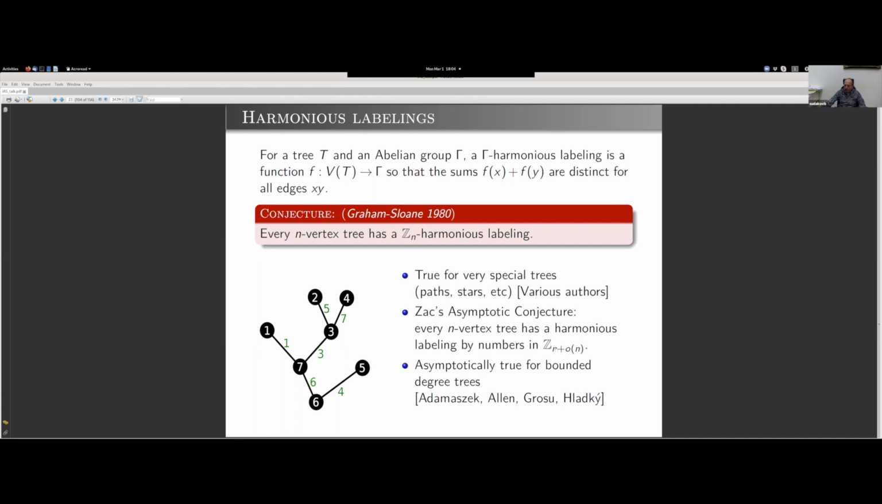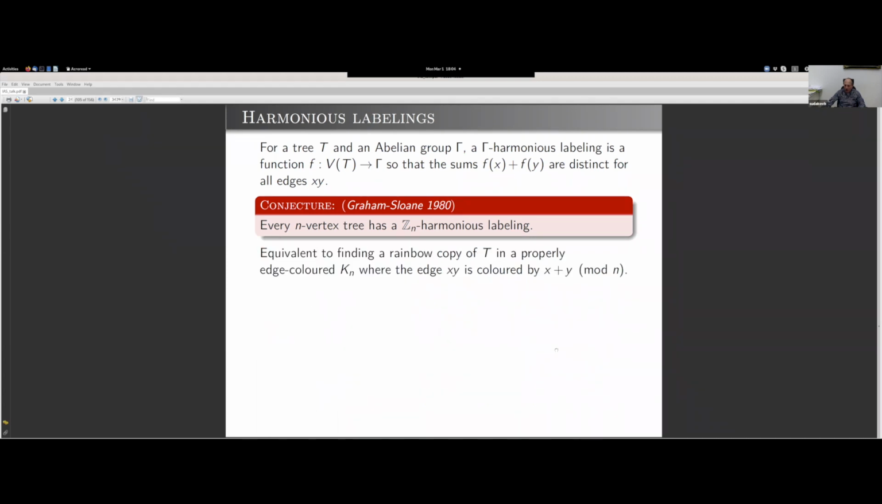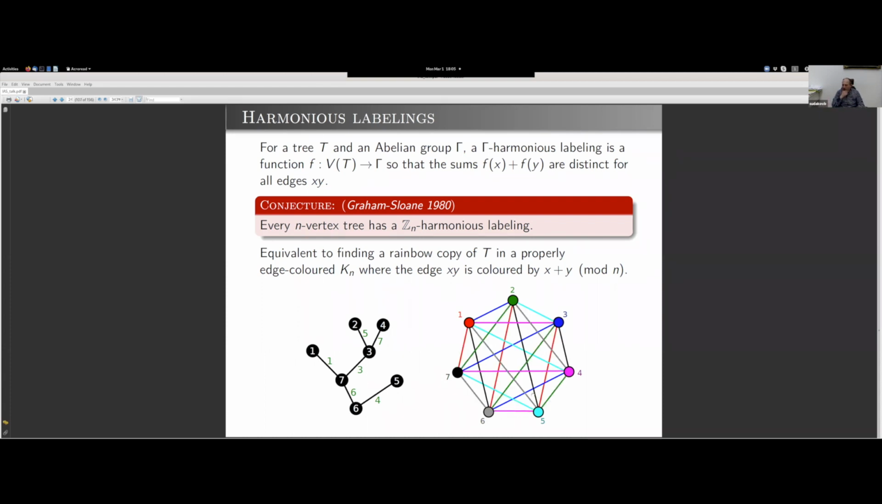Now to see the connection to rainbow colorings, let me do the following. Take your complete graph, think about its vertices to be residues mod n, and color every edge of this complete graph by the sum of the values of the vertices mod n. So let's do the example. So my n is 7, and so my vertices are from 1 up to 7. So 1 plus 2 is 3 mod 7, 7 plus 3 is 3 mod 7, 4 plus 6 is again 3 mod 7. So these edges got color blue. And I continue coloring exactly in this manner. So I color every edge by x plus y mod n.